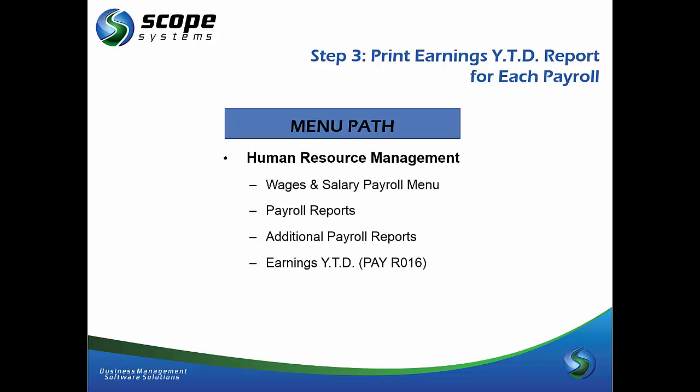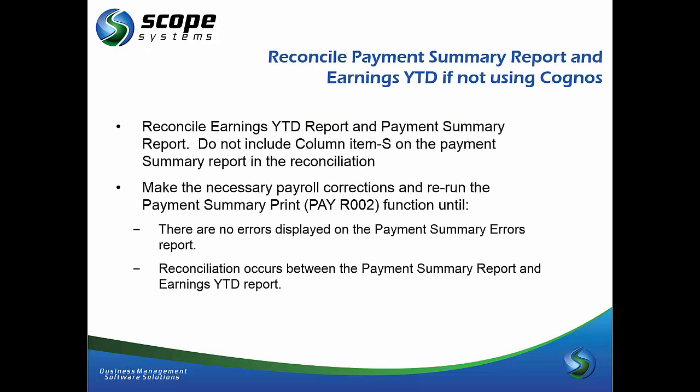So generally your earnings year-to-date you will get from your payroll reports menu in the additional payroll reports. If you're on 720, you may need to find your Phase 6 reports and find the payroll reports in there. Reconcile your earnings year-to-date report and payment summary report.